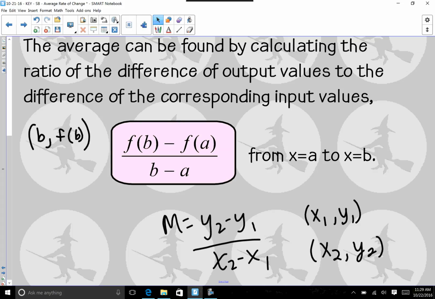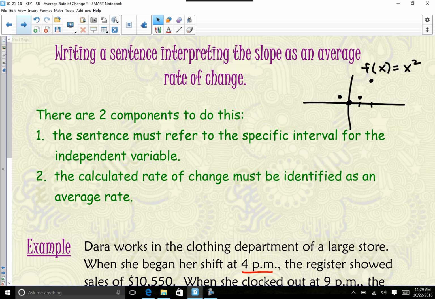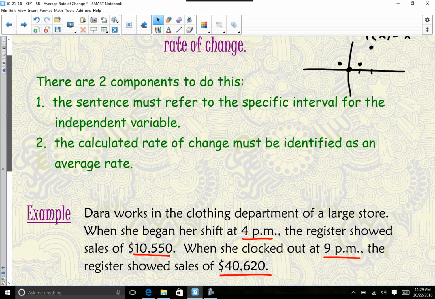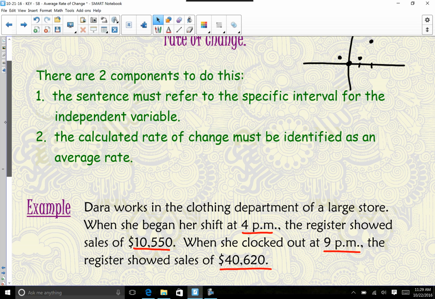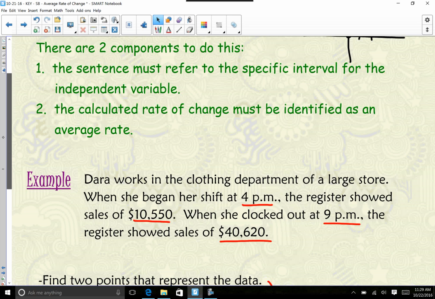f of b that you see here is the y value when x is b, and f of a is the y value when x is a. So that's what we're using to find the average rate of change. All right, so we said there's two components to do this. The sentences have to refer to the specific interval for the independent variable, and the calculated rate of change must be identified as an average rate of change. We also talked about how for quadratics, from one x coordinate to the next, the rate of change is going to be different every time.